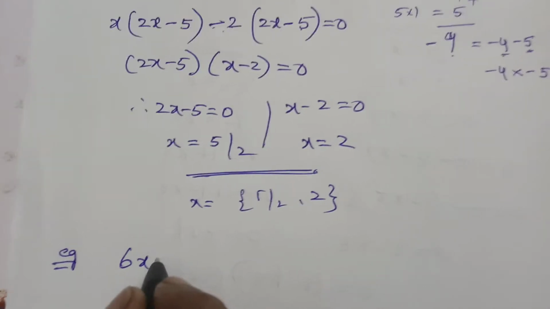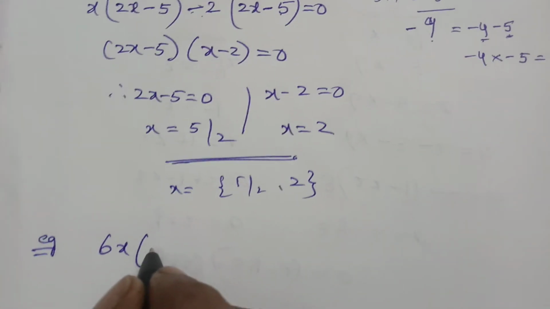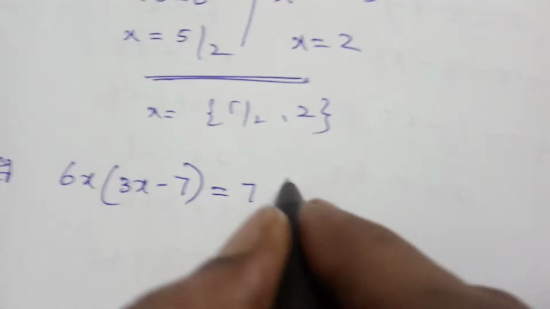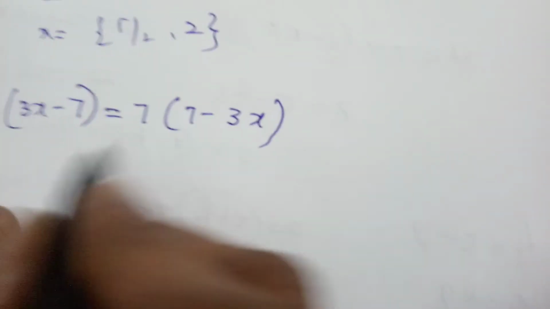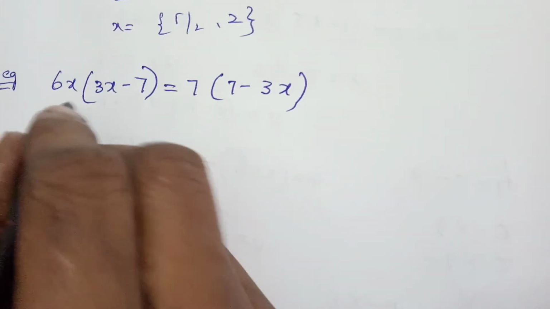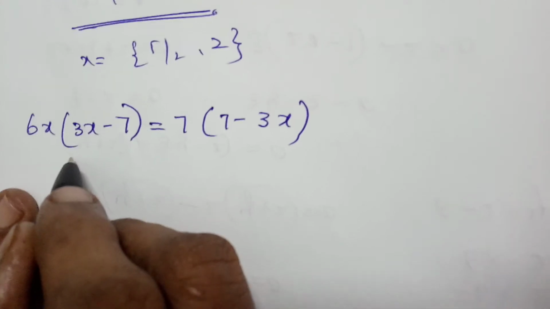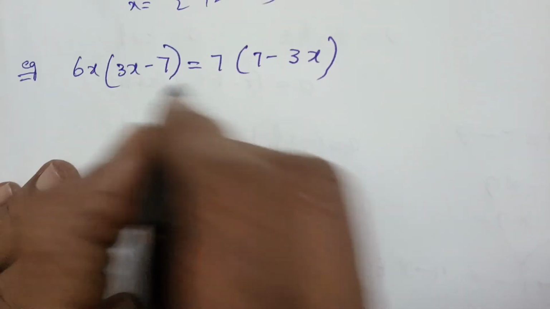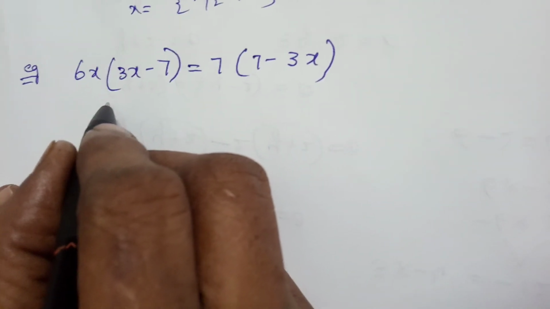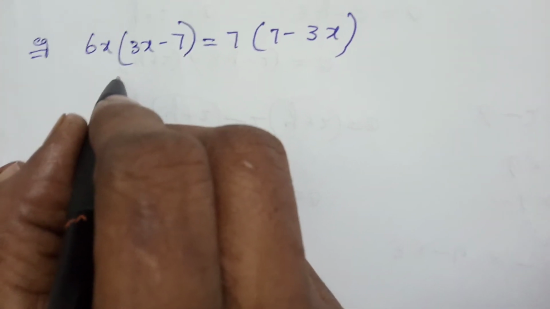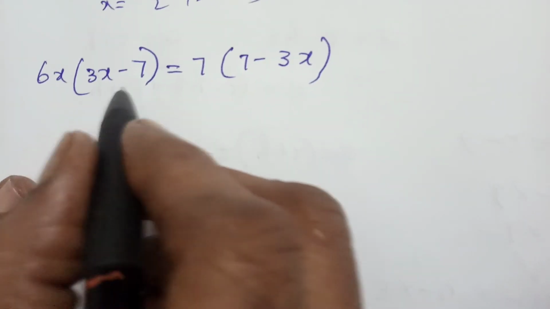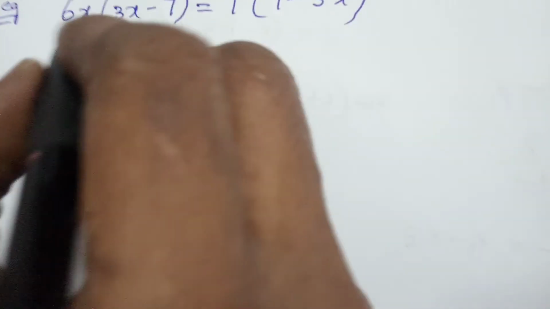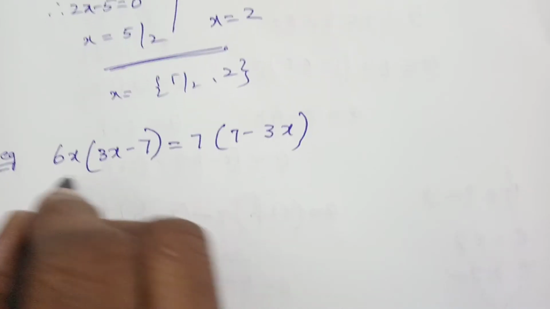6x into 3x minus 7 is equal to 7 into 7 minus 3x. Now here you can open the brackets and get into quadratic form and factorize, or you can replace 3x minus 7 with some y, but that again may lead to confusion. We will expand the brackets.